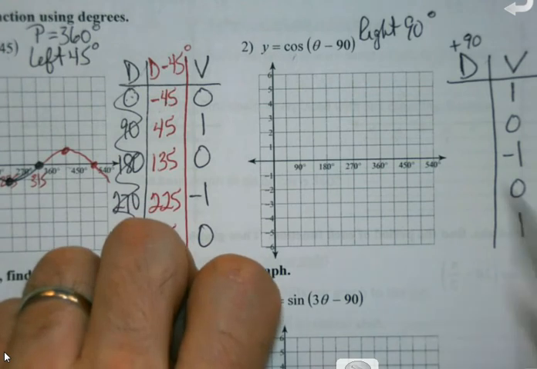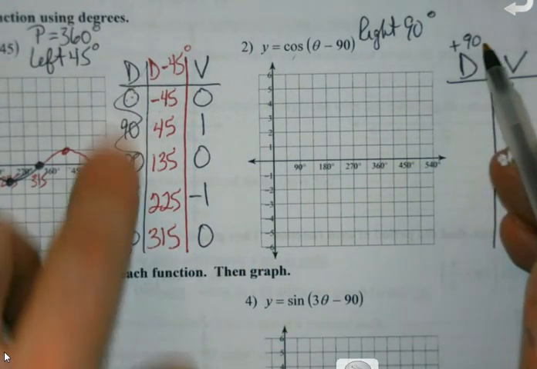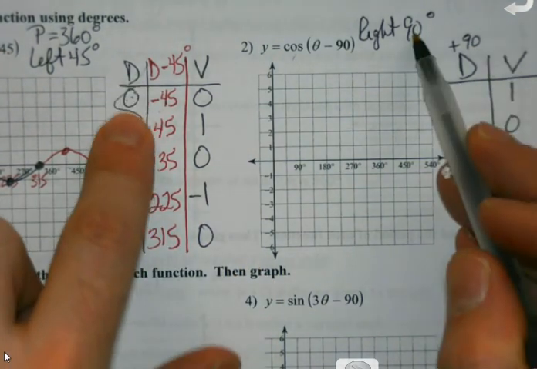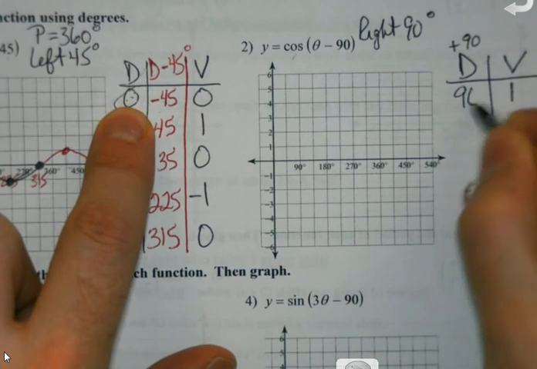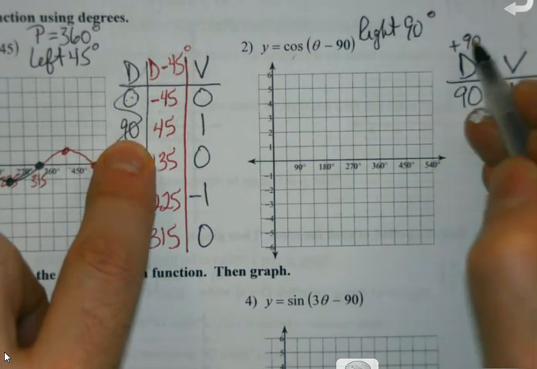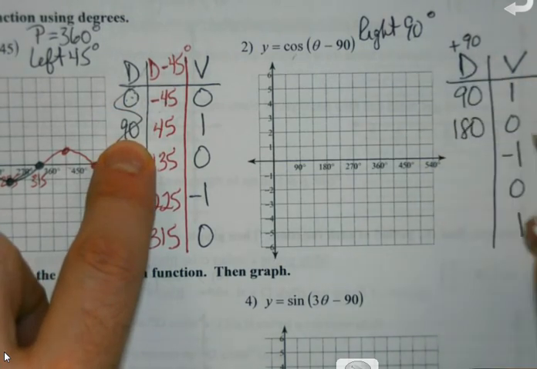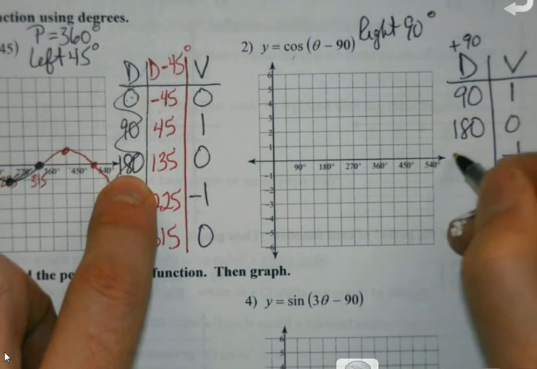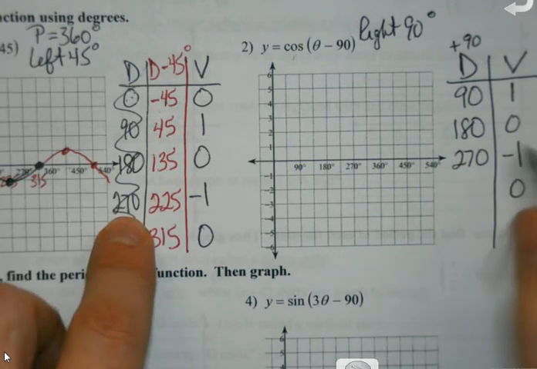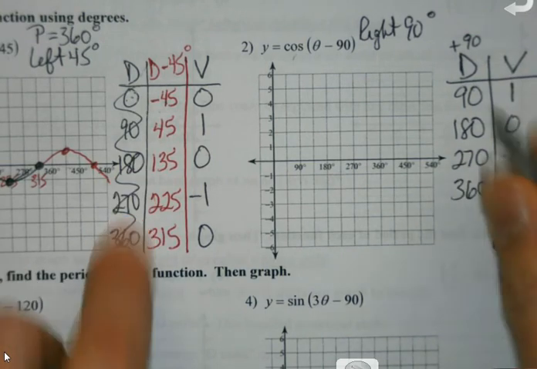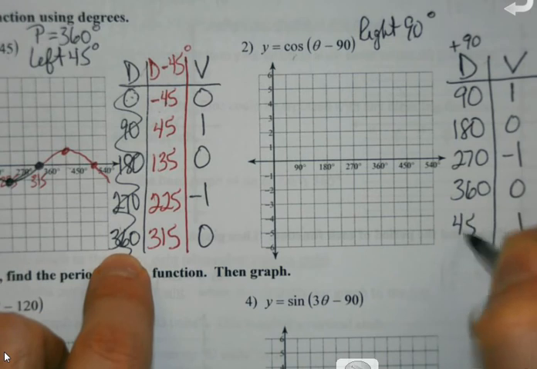But when I go to do my degrees, I think of my base degrees, but I'm going to add 90 to each of them. So 90, 90 plus 90 is 180, 180 plus 90. You're like, oh, you're just basically taking all these numbers and shifting them right.